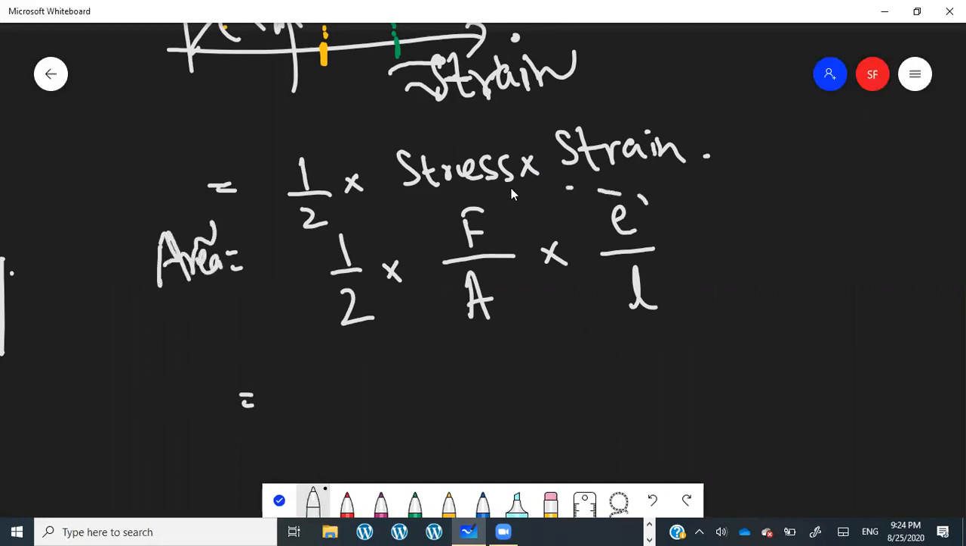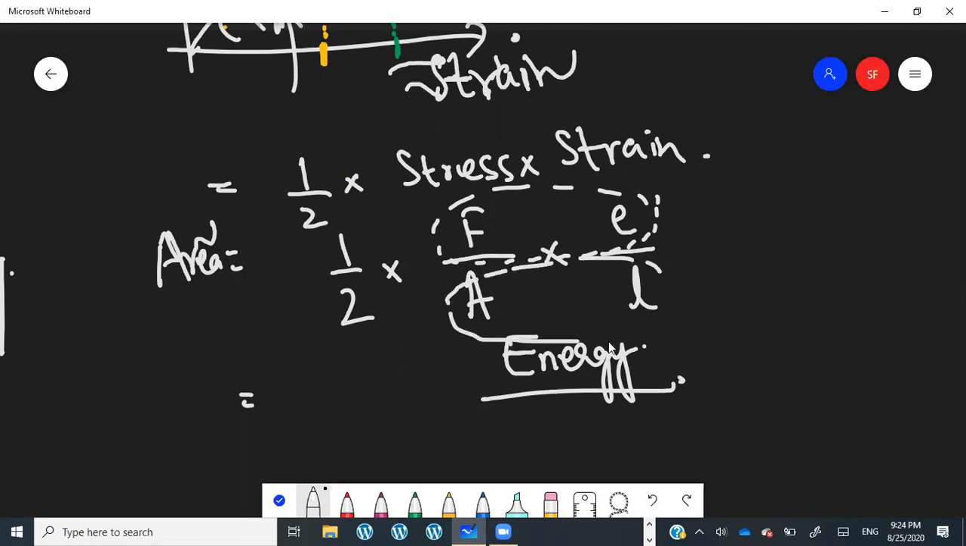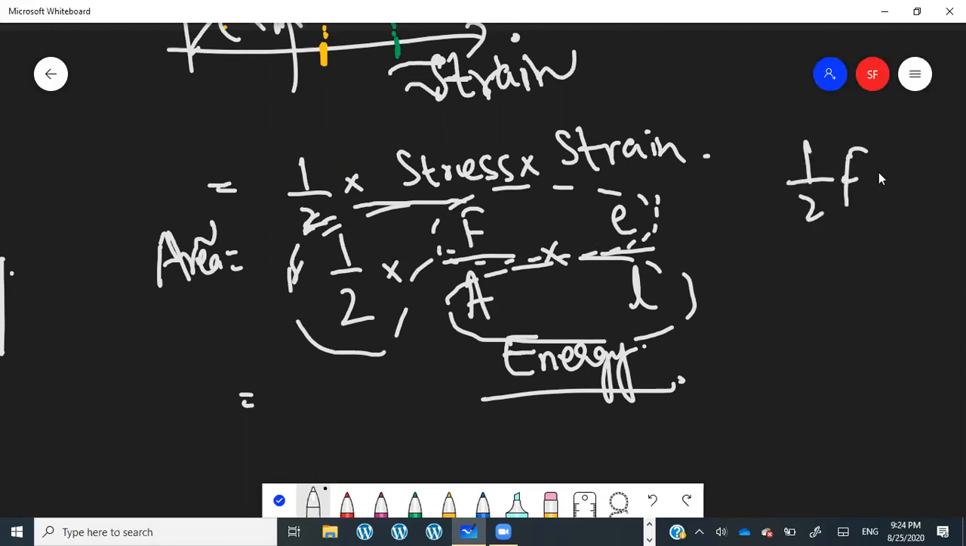Now over here, force into extension, this is actually energy, right? We know that. Yep, work done. Half force into extension is energy, and area into length. Actually, this entire thing is the elastic potential energy, right? Which we know, half Fx is elastic potential energy from the spring.